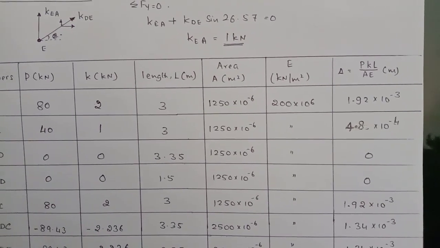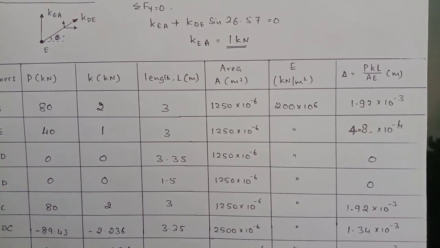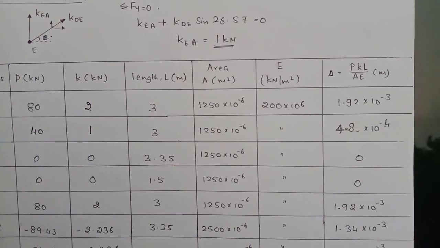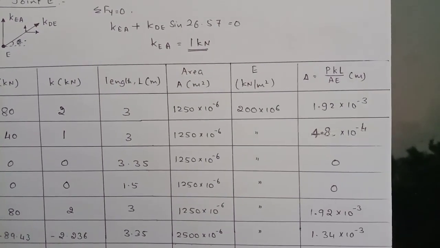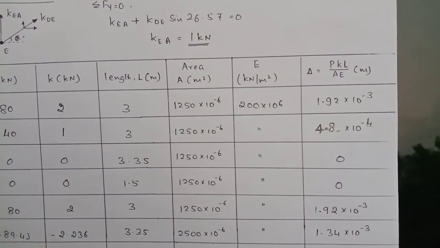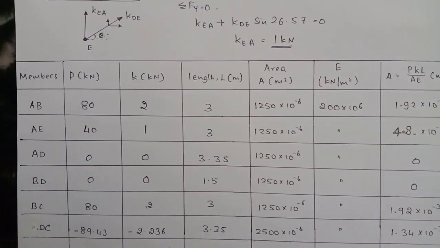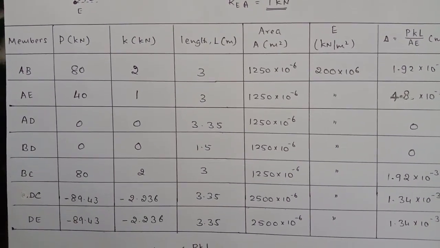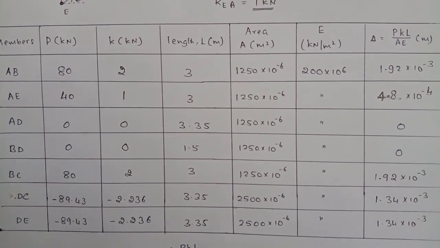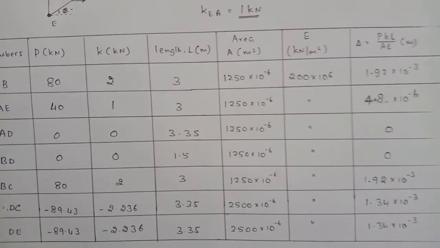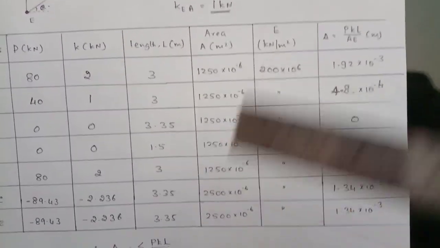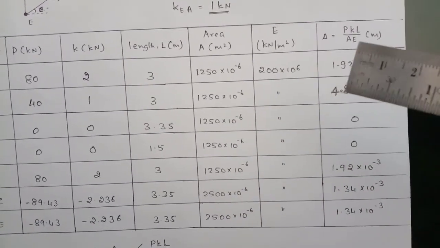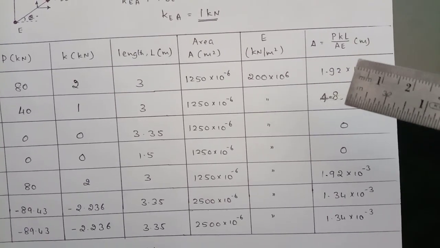Or you can also substitute P in terms of Newton, K in terms of Newton, length in terms of millimeter, area in terms of millimeter square, E in terms of Newton per millimeter square, then delta will be in terms of millimeter. So all the members you list out, all the member forces you list out, all the member forces due to a unit load you list out, all the lengths you list out, then all the areas you write down, the E value you write down, and calculate delta equal to PKL divided by AE.